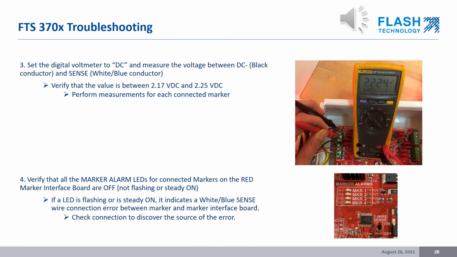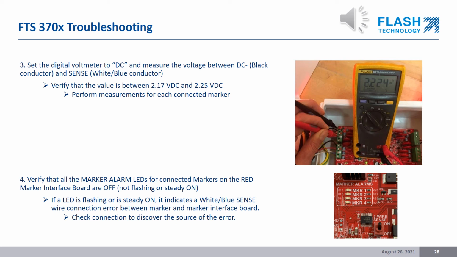Step number 3. Set your digital voltmeter to DC and measure the voltage between DC negative, your black conductor, and your sense wire, your white-blue conductor. Verify that the value is between 2.17 volts DC and 2.25 volts DC. Perform measurements for each connected marker.